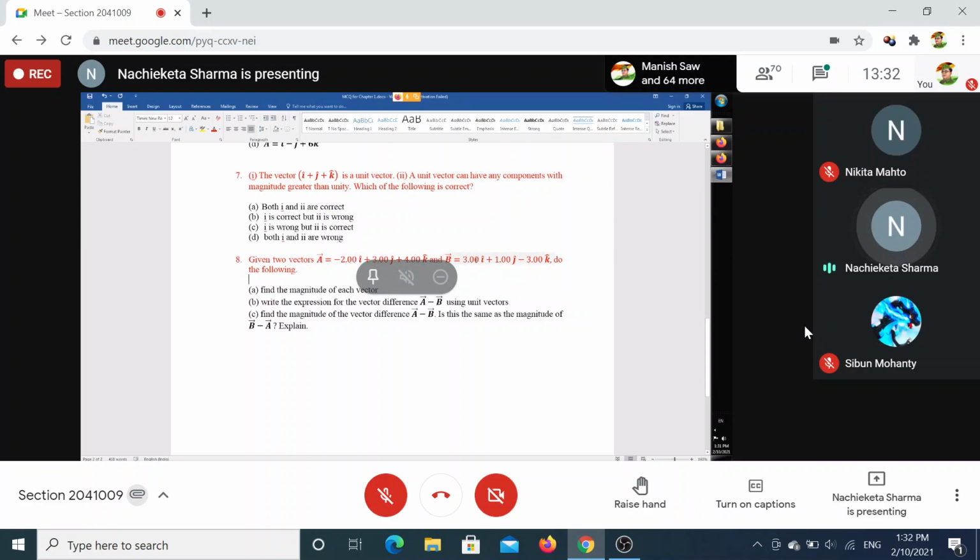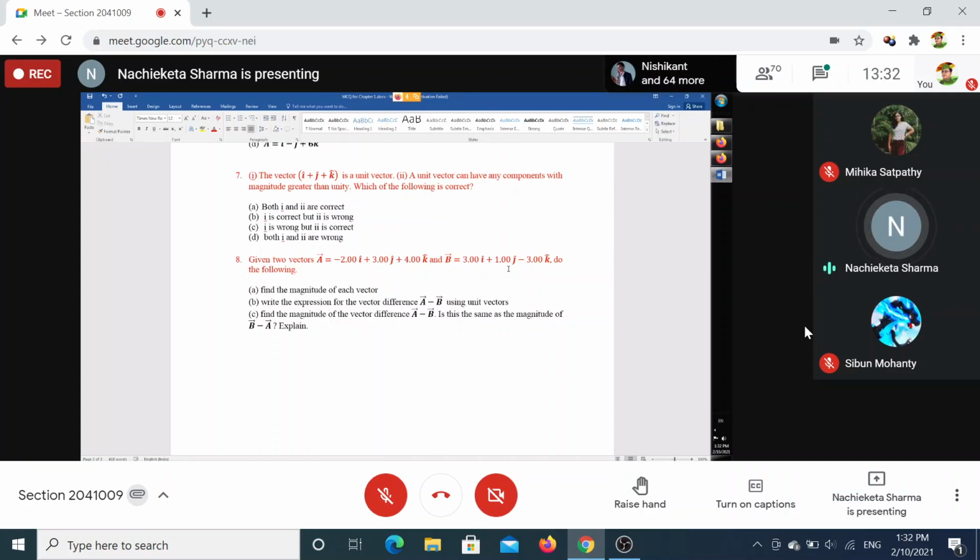Now you have to subtract the components of B from A. So minus 2 minus 3 is minus 5 i cap. 3 minus 1 is plus 2, so plus 2 j cap. 4 minus minus is plus, so plus 7 k cap will be A minus B.